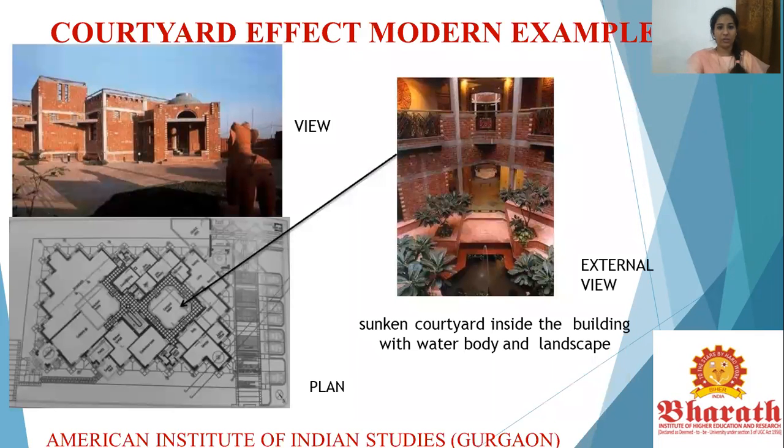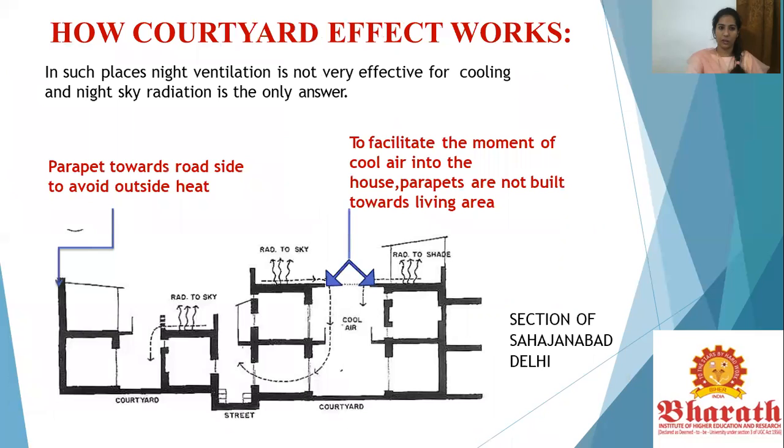You will see a few examples of how courtyards have had their impact on various buildings. One example is the American Institute of Indian Studies in Gurgaon. If you look at the central courtyard, there is a sunken courtyard inside the building with a water body in the landscape, which is not only about physiological cooling but also psychological cooling. How this courtyard effect works is basically in places where night ventilation is not very effective for cooling and night sky radiation is the only answer.